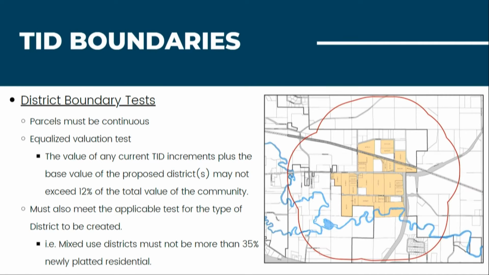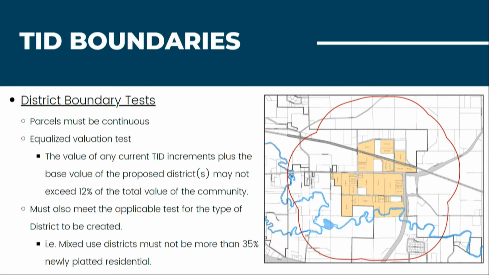TID boundaries: parcels must be continuous in order to be a part of a TID. You can't have an island. It all has to be connected in one way, shape, or form. Equalized valuation test, this is something you've heard us talk about over the last several months. One of the reasons we're talking about the potential creation of TID 11 and TID 12 is because we have dropped below the 12% of our equalized value that's in TIDs, and that happened because of the closure of our 3 TIDs at the end of 2021. And I'll get into that in a second as well.